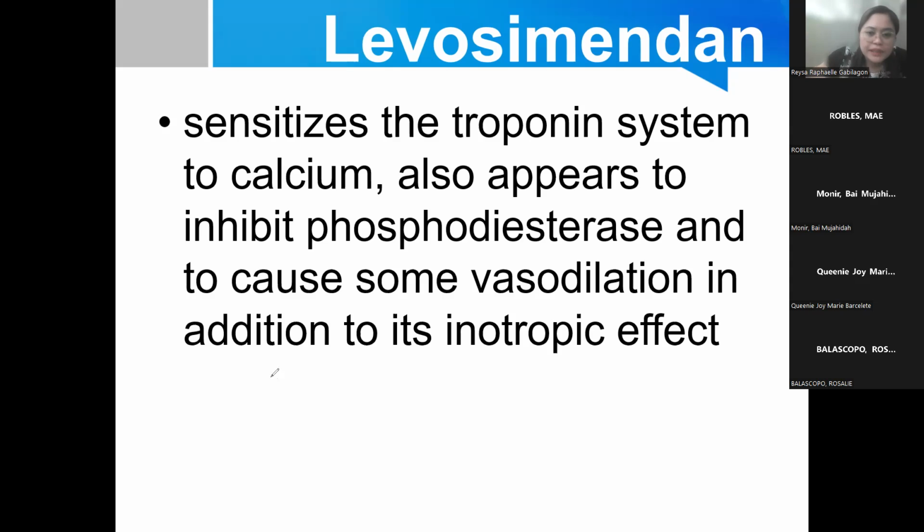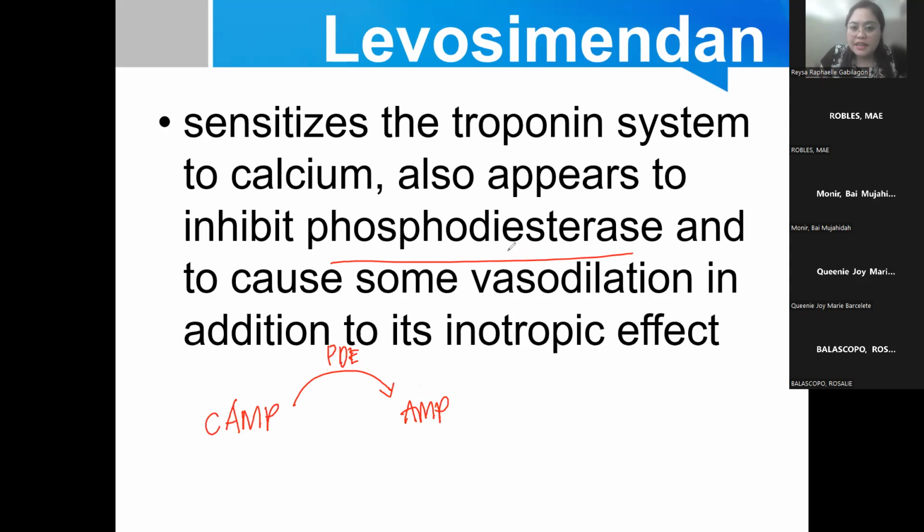So actually, the phosphodiesterase enzyme is used to degrade cAMP to AMP. This is PDE here. PDE again is called phosphodiesterase. This is an enzyme that will degrade cAMP to AMP. What is cAMP? cAMP is cyclic adenosine monophosphate. And then of course AMP is just adenosine monophosphate.